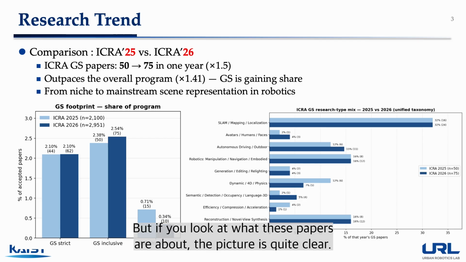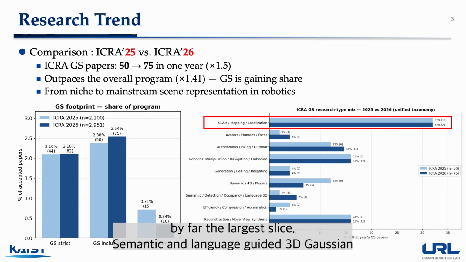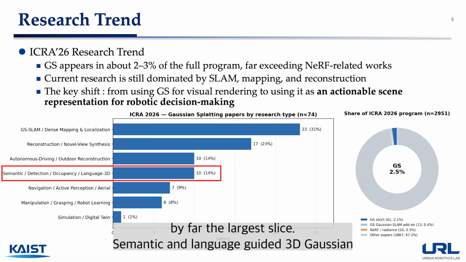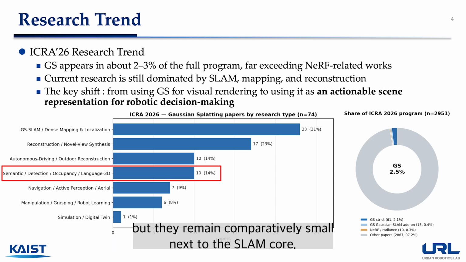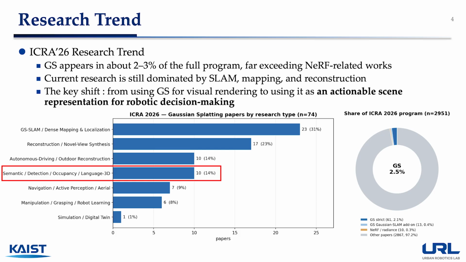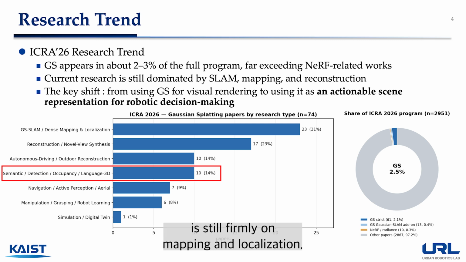But if we look at what these papers are about, the picture is quite clear. SLAM, mapping, and localization still dominate at around 32%, by far the largest slice. Semantic and language-guided 3D Gaussian splatting are creeping up, and applied areas like autonomous driving are growing, but they remain comparatively small next to the SLAM core. So while the frontier is slowly broadening, the center of gravity is still firmly on mapping and localization.